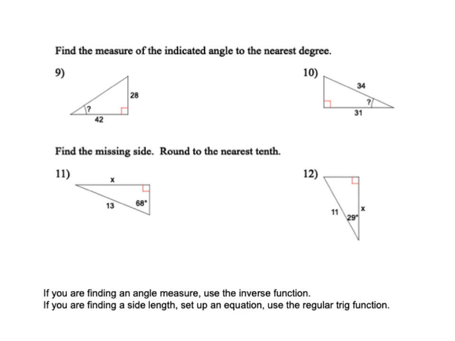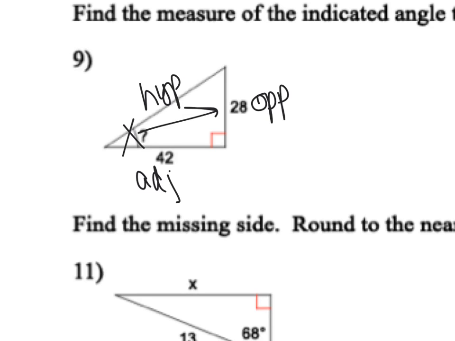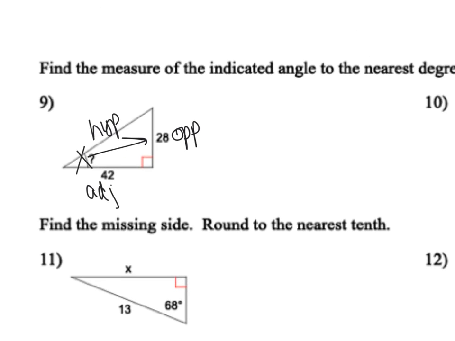So just reminding us how to actually find the angle measures and side lengths of a right triangle. In this case, on question number 9 here, we are finding the measure of this angle. In order to do that, we need to identify the pieces of information that are given. 28 is opposite, 42 is adjacent. This is the hypotenuse. It has no information, so that's not helpful. If we have opposite and adjacent information given, we'd have the tangent of the angle equals opposite, which is 28, over adjacent, which is 42.